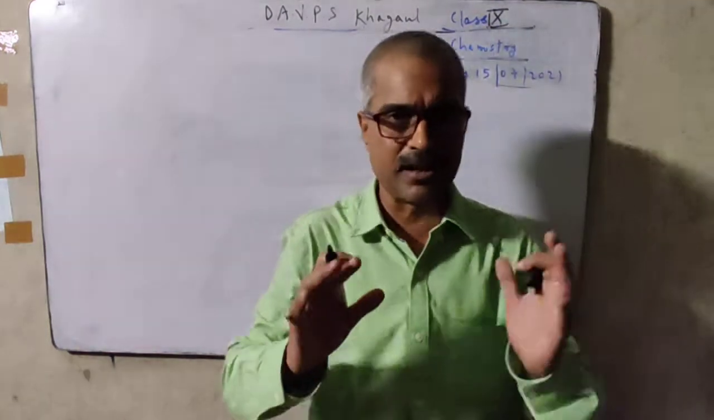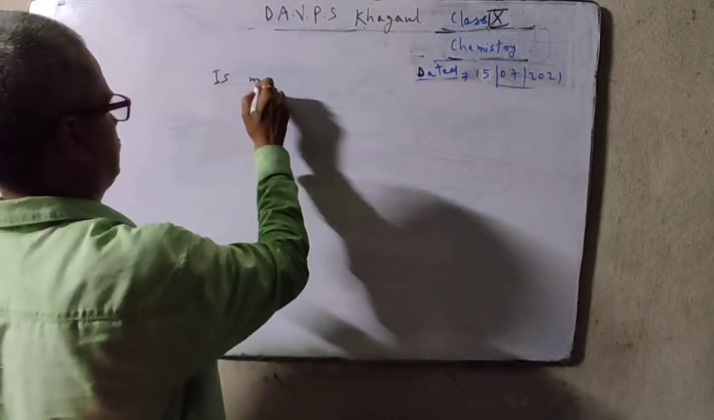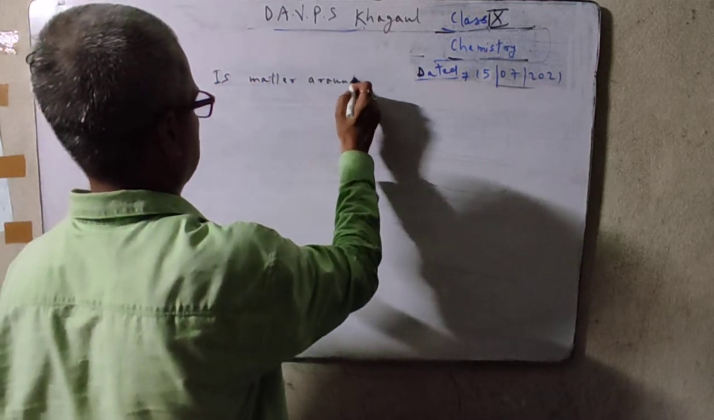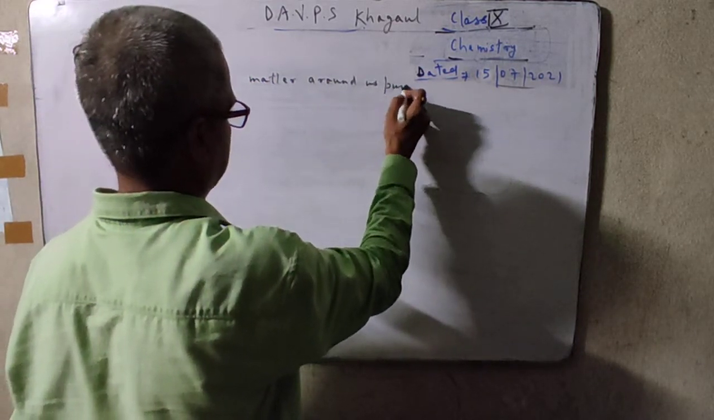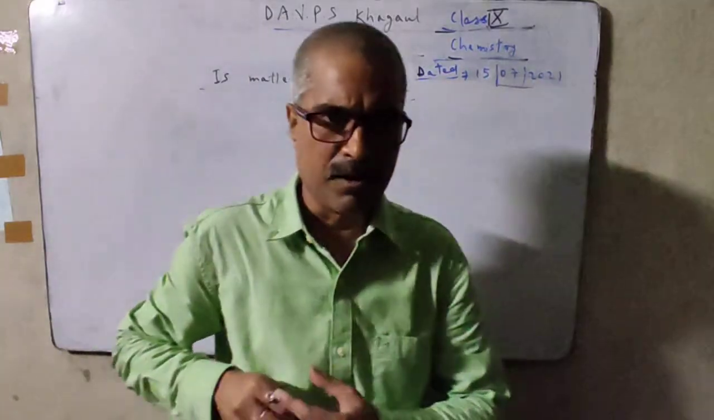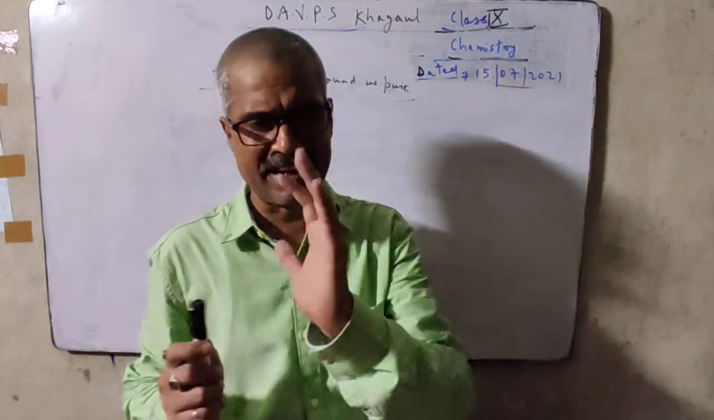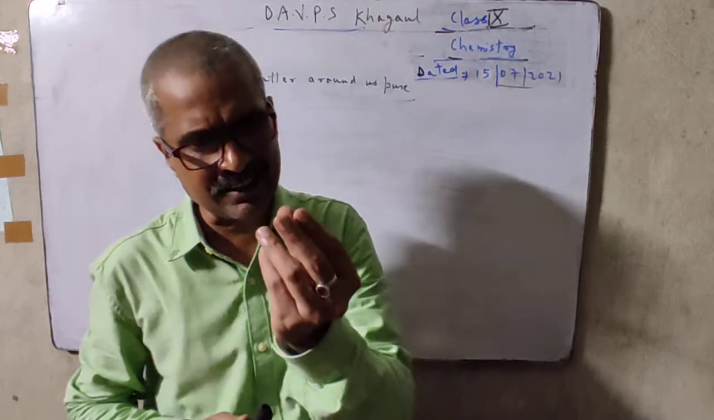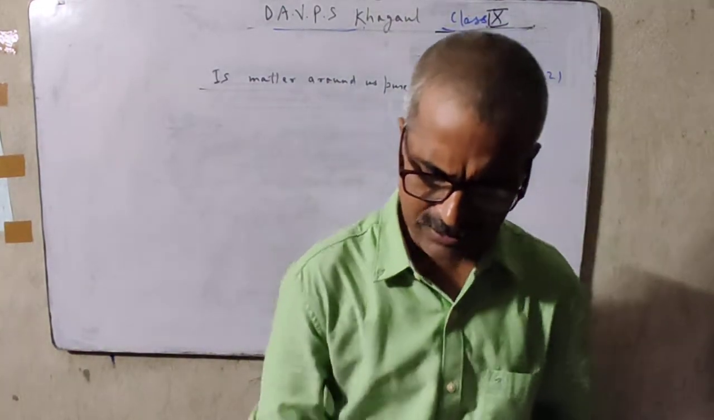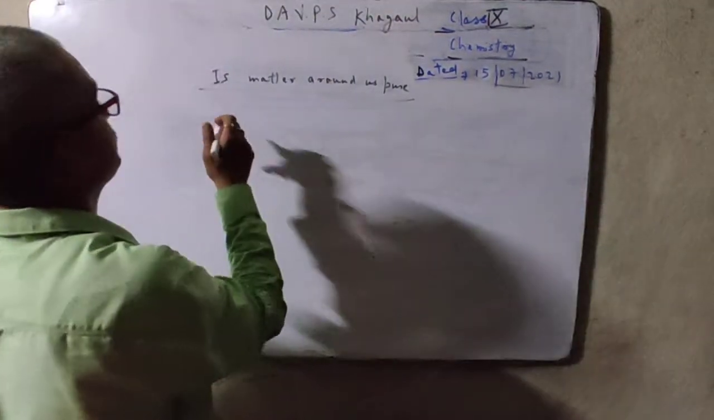Is matter around us pure? In the previous class, you have seen pure substance, element and compound. So what is the difference between elements and compound? And what are the characteristic properties of a compound? Okay, so let us go through the difference between elements and compound.